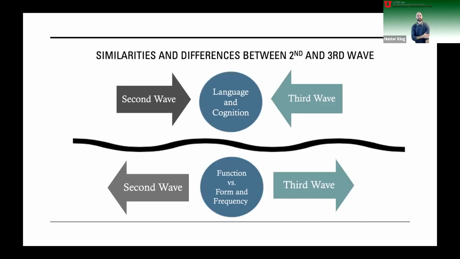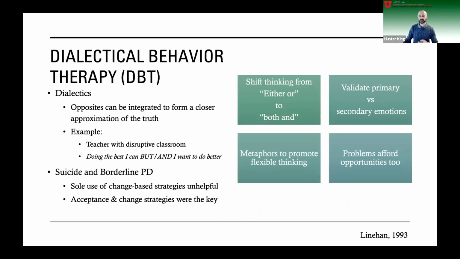So the similarities: second wave cognitive therapy, third wave ACT, DBT. What are the similarities? Well, they definitely emphasize the importance of language and cognition. That's great. But how do they differ? First order change versus second order change. Second wave cognitive therapy was looking at changing the form and frequency of behaviors, versus third wave, which is now looking at the function, or what people get out of this particular behavior in particular contexts. Much more holistic.